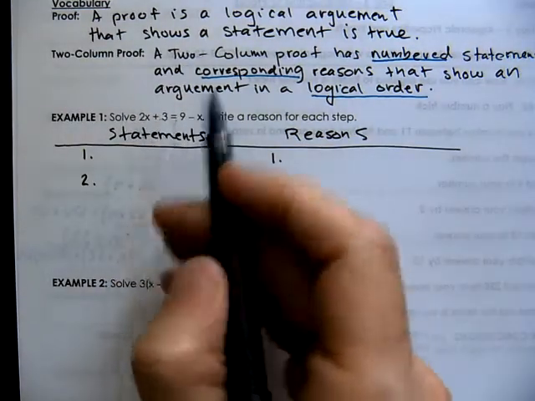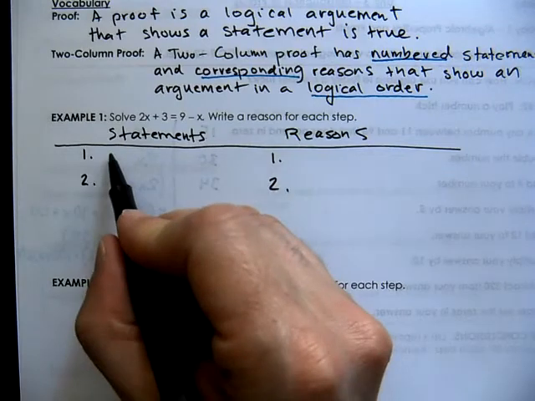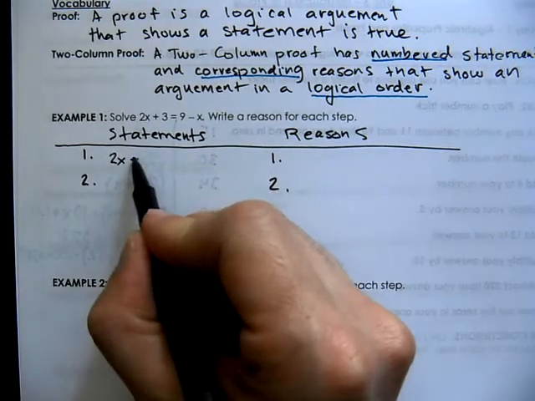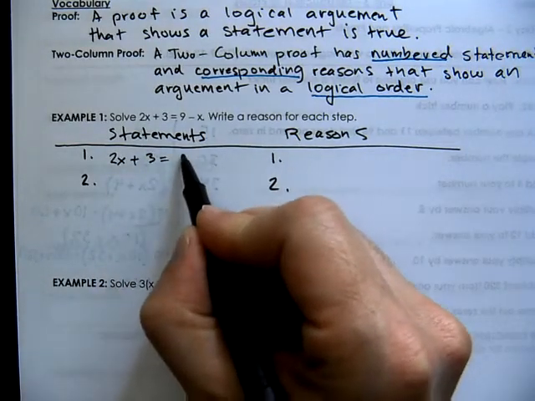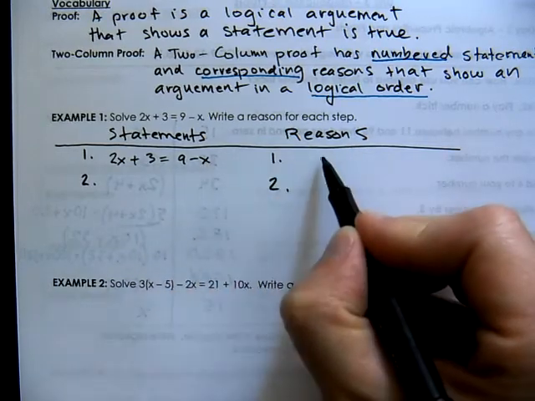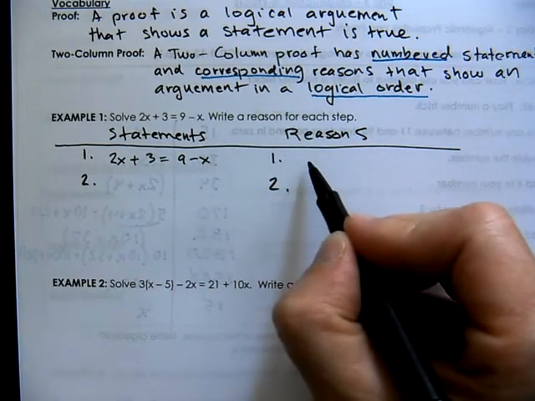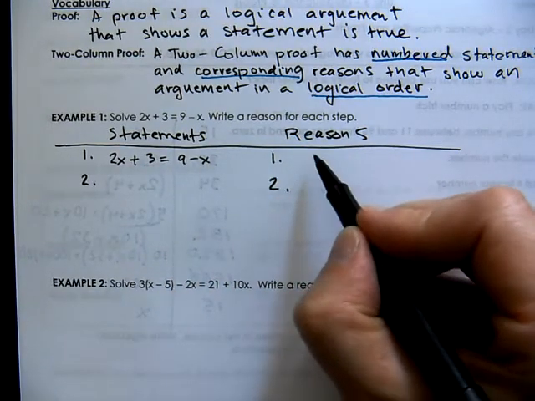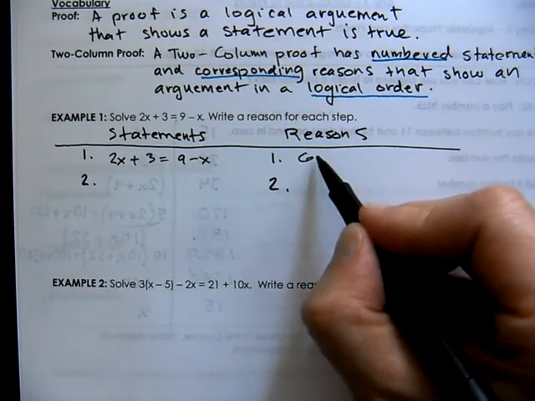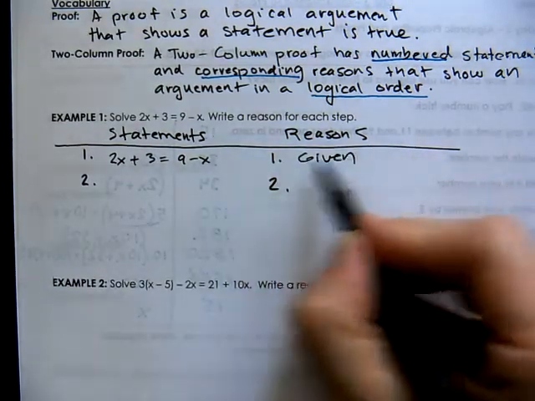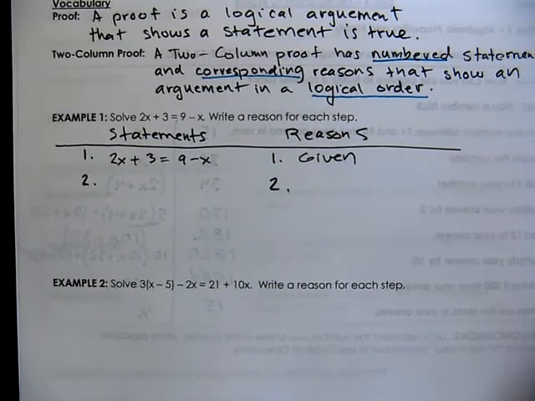We always start by writing the given information on line 1, 2x plus 3 equals 9 minus x. And there's no operation that we've done yet. We haven't really started doing any math, so this is just given. So reason number 1 is always given because that's the problem given to us. Now we're going to perform a variety of operations or use properties to figure out how to solve for x.